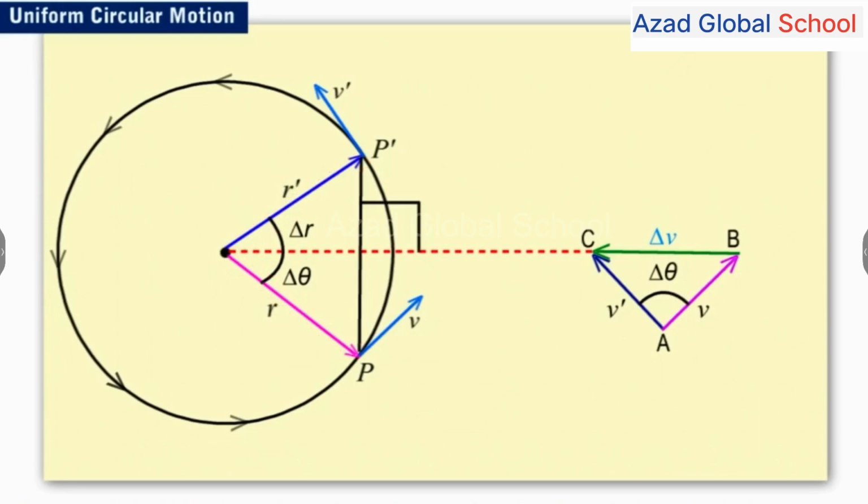Therefore, delta v is perpendicular to delta r. If you place delta v along the line which bisects the angle between r and r', the arrow of delta v points towards the center of the circle O. The average acceleration is along delta v. Therefore, average acceleration a bar is directed towards the center of the circle. We can verify all these by changing the position of the point P'.